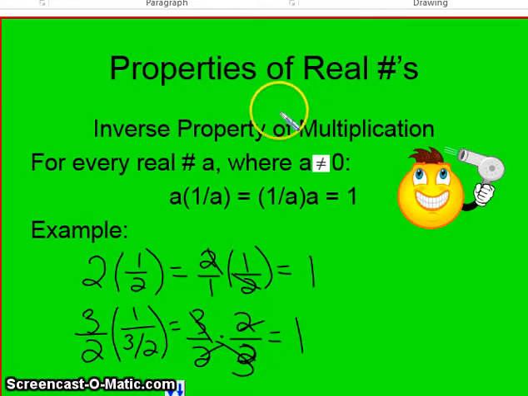Now if you're asked to find the multiplicative inverse of a number, all you have to do is state its reciprocal. So if my number is -4, and I need the multiplicative inverse, again this is -4 over 1, I can say its multiplicative inverse is -1 over 4. Multiplicative inverse just means the reciprocal.